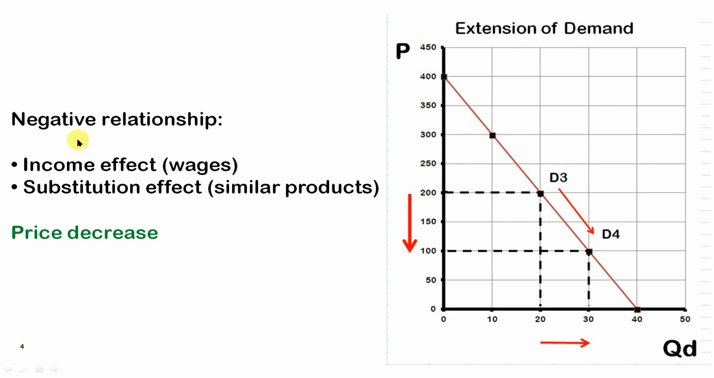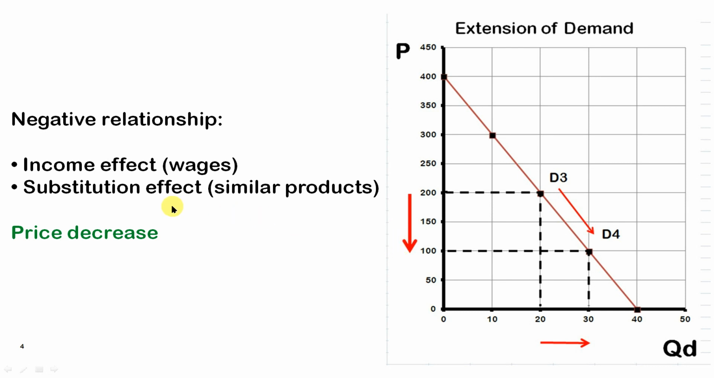So again, we notice this negative relationship between price and quantity demanded. And the two reasons we saw from the previous slide: the income effect, the wages that people earn, and the substitution effect. In the same way, if the price of a product decreases and your earnings remain the same, it is likely that you'll be able to afford more and to demand more of that product at a lower price.